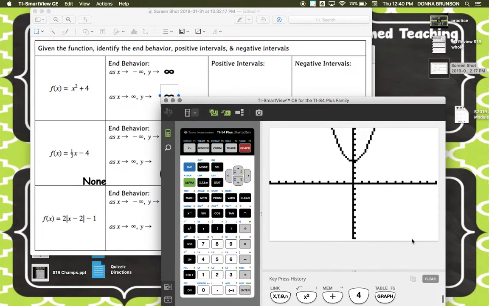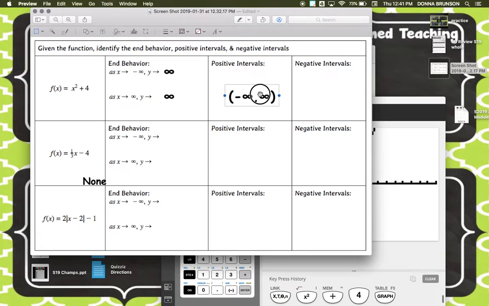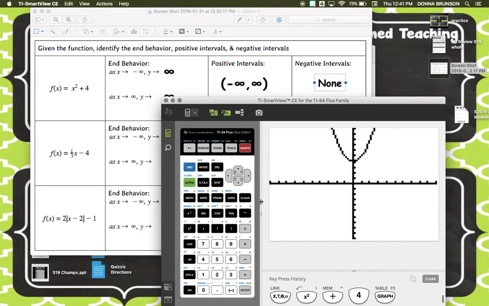All right, so now it's time to look for the positive intervals. The positive intervals are the places in which the graph is above the y-axis. So we can see this entire graph lives above the y-axis. That means that it is positive all over the place. The way that we would name that mathematically is by saying from negative infinity to positive infinity. There are no negative intervals because this graph is never below the y-axis.